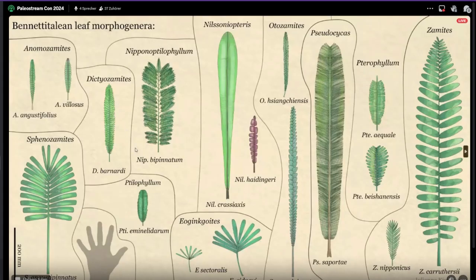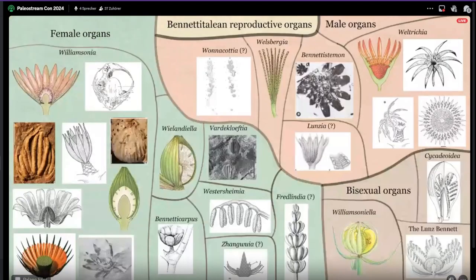Now, a quick view of the reproductive organs. As I said before, they had very flower-like organs, but I'm going to try and avoid calling them flowers because that's very confusing and because they weren't flowers. But most of the plants were dioecious, which means they basically had male and female organs on separate plants.